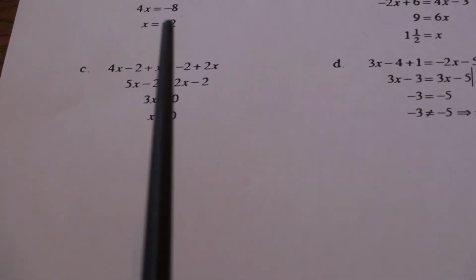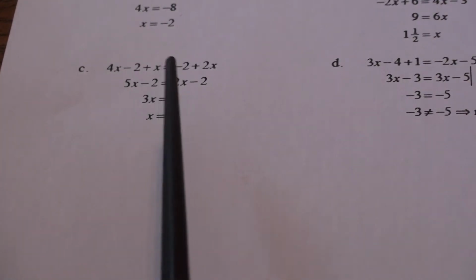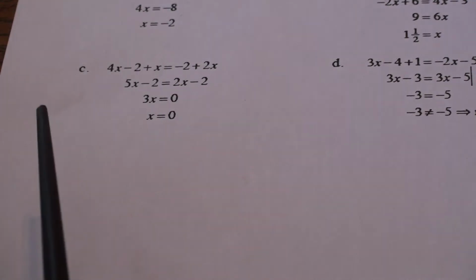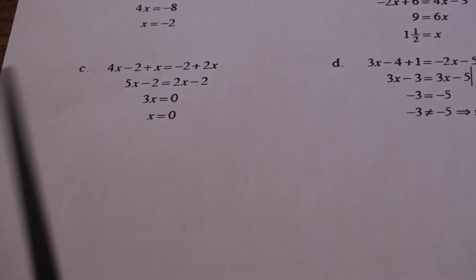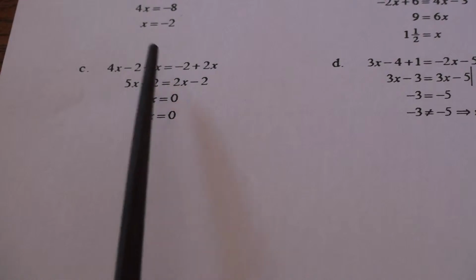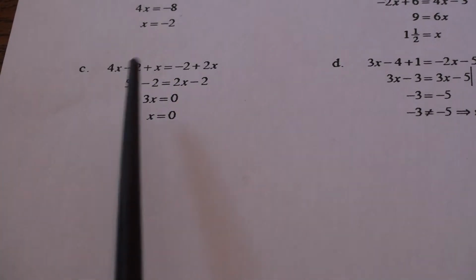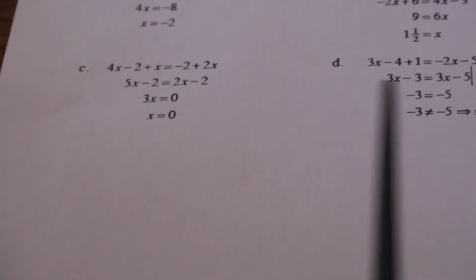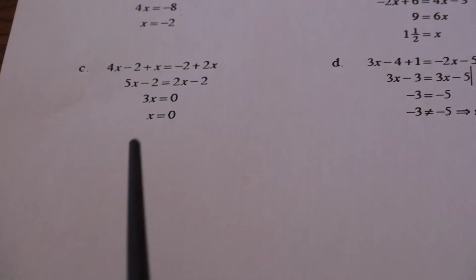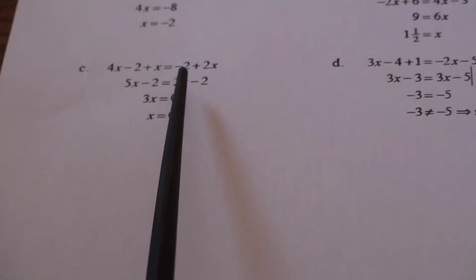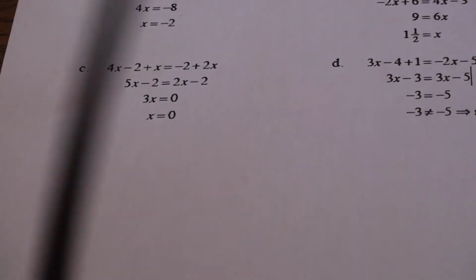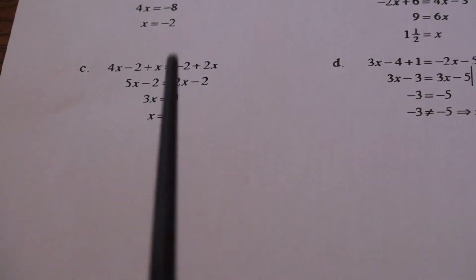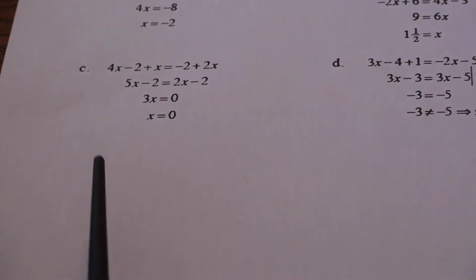For part C, I have 4x minus 2 plus x equals negative 2 plus 2x. Again, I need to combine my like terms first. So I have 4x plus x, which will give me 5x. I bring down the negative 2. They chose to rewrite negative 2 plus 2x as 2x minus 2. They didn't have to do that, but like I said, for math teachers, we always like to write things in descending order. So we like to put the constants after the variables. So I have 5x minus 2 equals 2x minus 2.